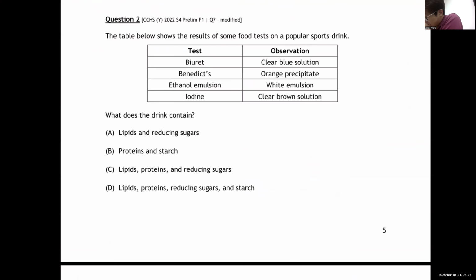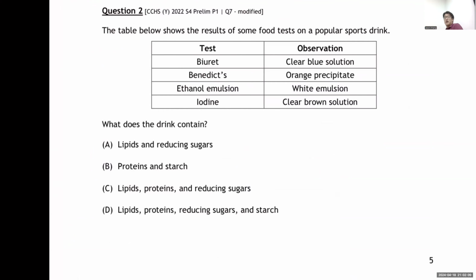Let's go. Food test. Let's go. Food test. Maybe wrong, eh?